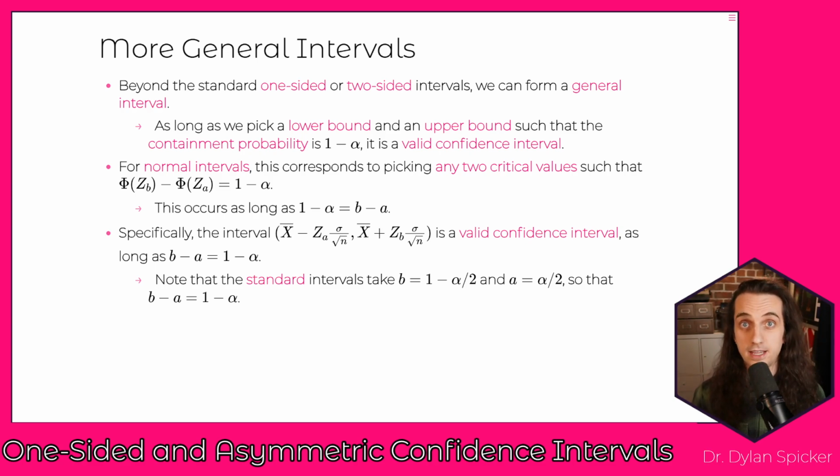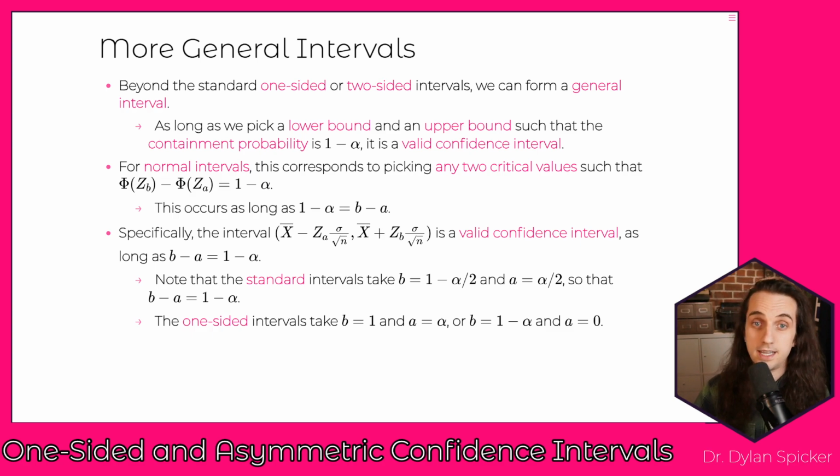Now the standard intervals, as we were just mentioning, take B is equal to 1 minus alpha over 2, A is equal to alpha over 2, so that we get the results, right? And then that's going to be plugged in as A and B in this expression, right? So if we plug in alpha over 2 and 1 minus alpha over 2, then this is our standard two-sided interval here. But again, it will work even if that's not symmetric.